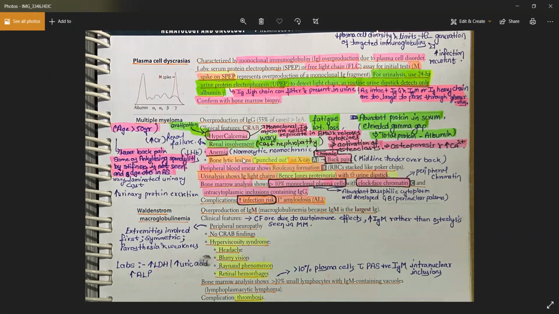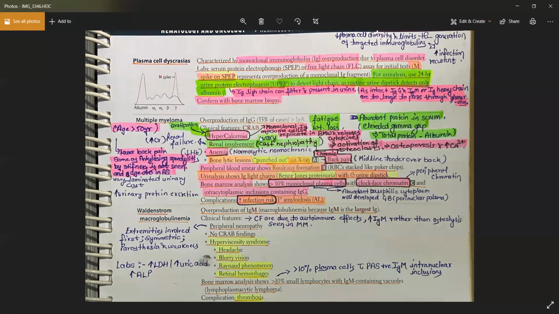When you do the X-ray, you will have punched out lesions on the X-ray. Because of this bone resorption, you will also have hypercalcemia. The symptoms of hypercalcemia include constipation, confusion, and diabetes insipidus, right? So a patient with constipation, polyuria and polydipsia, an increase in the frequency of urine, would be there. Renal involvement can also occur, and that can lead to renal failure.